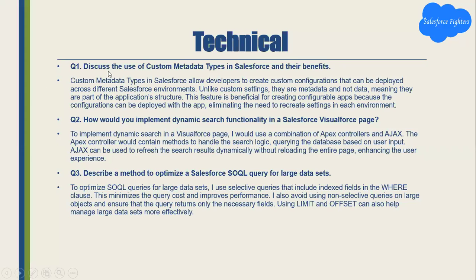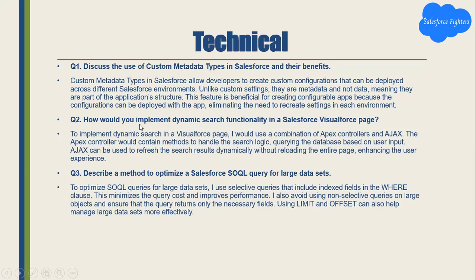First question: discuss the use of custom metadata types in Salesforce and their benefits. Custom metadata types in Salesforce allow developers to create custom configuration that can be deployed across different Salesforce environments. Unlike custom settings, they are metadata, not data, meaning they are part of the application's structure. This feature is beneficial for creating configurable apps because the configurations can be deployed with the app, eliminating the need to recreate settings in each environment.